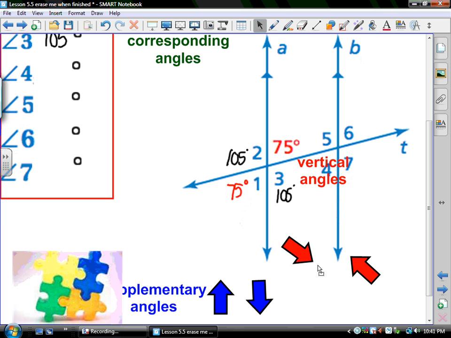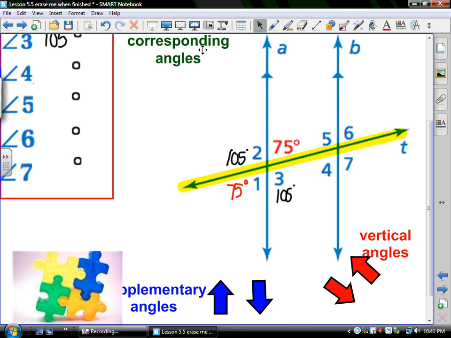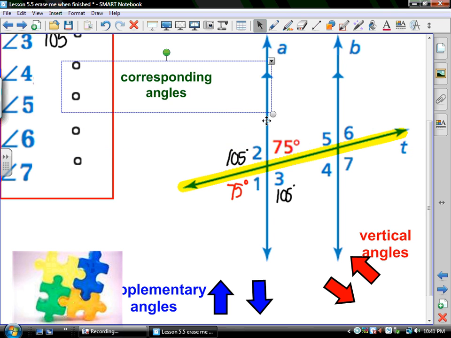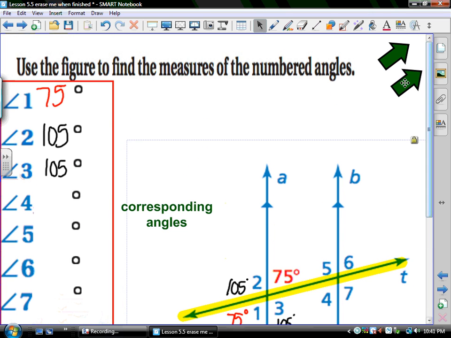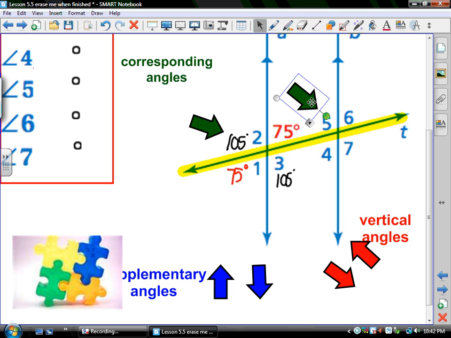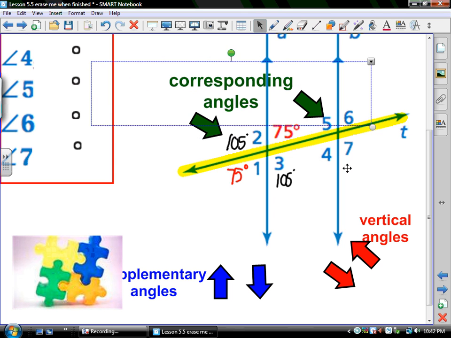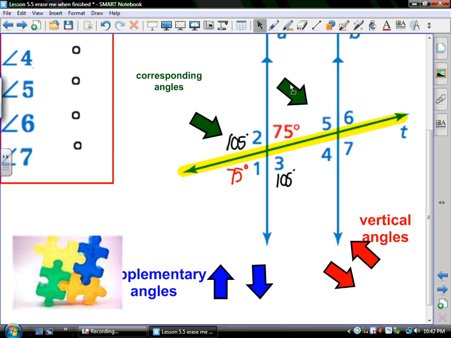Alrighty. Now, if you remember, today's podcast was on a transversal. Here's our transversal. It forms what kind of angles? A transversal forms corresponding angles. So, let me borrow the green arrows for a minute. Corresponding angles. I'm thinking I have corresponding angles right here. Angle 2 and angle 5 are going to form corresponding angles. So if angle 2 is 105, then angle 5 has to be 105.